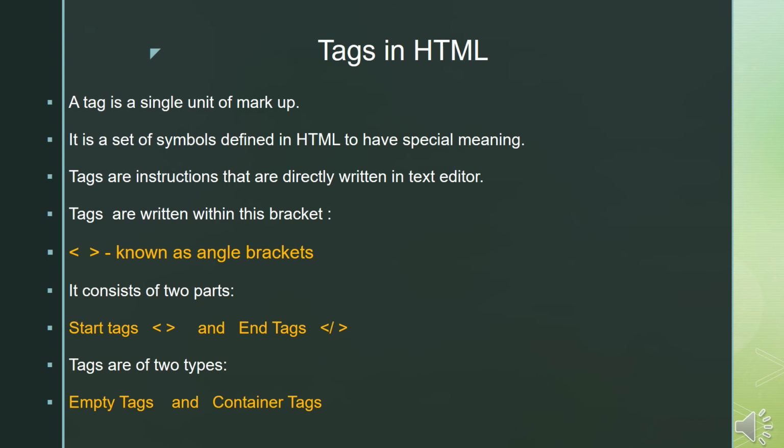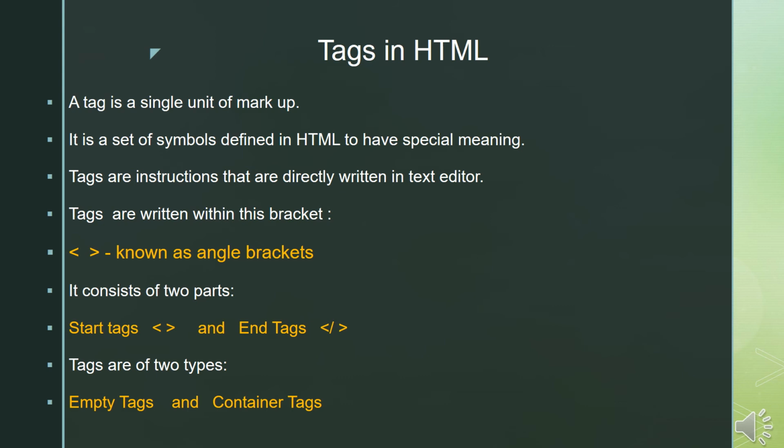A tag is a single unit of markup. As I said, markup is a label which is given to the information on the web pages. It is a set of symbols defined in HTML to have special meaning. So every tag has its own meaning and acts on the pages accordingly. Tags are instructions written in the text editor, giving step-by-step instructions to the browser to execute those commands on the data or information.